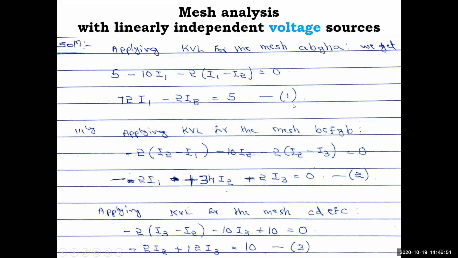So this is applying Kirchhoff's voltage law and simplifying and writing I1, I2 terms. Okay, there is no I3 term here. That means it is 0 I3. Okay, minus 0 I3.